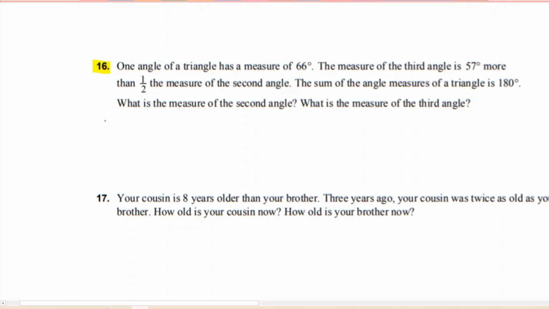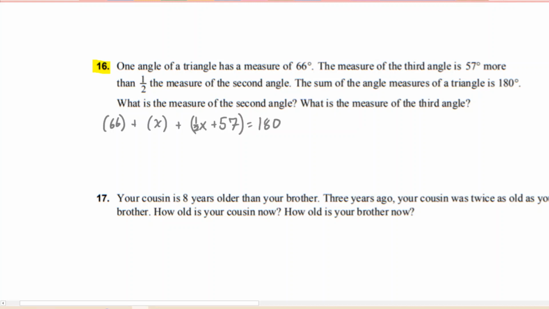Okay, so let's write this down. The first angle is 66. The second angle we don't know, so we'll make that x. And the third angle is 57 more than, so we're going to add 57 to half of the second angle. And the second angle, remember, was x. So those are the three angles. And if I add them together, I should get 180.